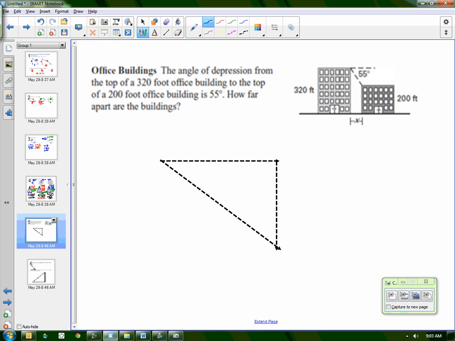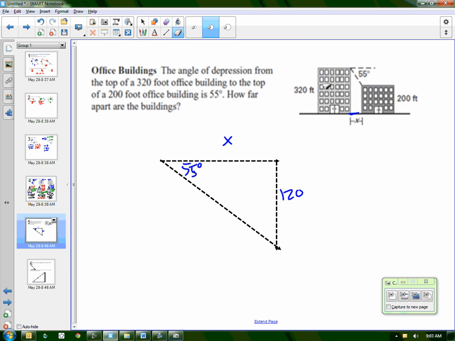Now let's draw some pictures. Angle of depression, so I redrew this portion of the picture. You could do this other ways, but that means I know that this is 55 degrees. This x right here is the same as this x right here. Actually, do I know that? If these are 320 and this is 220, I can say that that's 120. Rooftop to rooftop will be 120 feet difference.